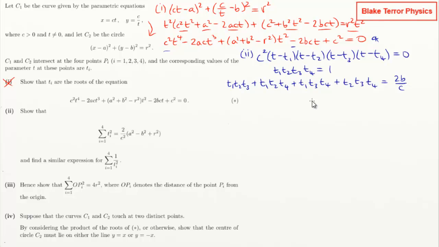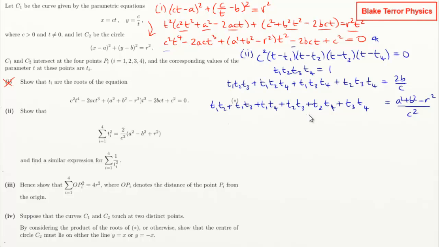Right, now I've got the biggie, which is going to equal a squared plus b squared minus r squared over c squared. That is for t squared, so that's every pairing of 2 that I've got there. So that will be t1 t2 plus t1 t3 plus t1 t4 plus t2 t3 plus t2 t4 plus t3 t4. Right, so that's done that one.